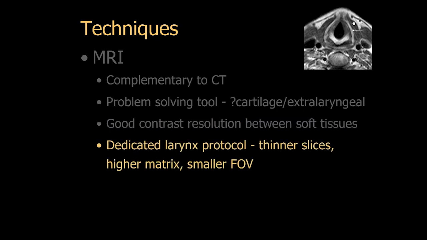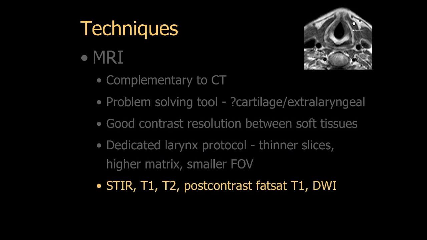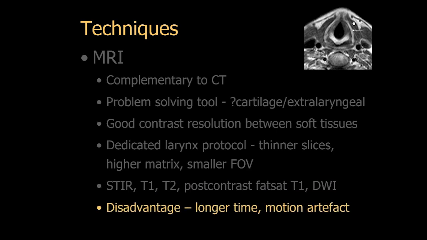We have a dedicated larynx protocol with thin slices, a higher matrix, and a smaller field of view than compared to the rest of the neck. We use the standard combination of sequences: T1, T2, STIR, and post-contrast fat-suppressed T1, including diffusion. The main disadvantage is that the scan can be quite long, and this can result in motion artifacts, so you need a still and cooperative patient for the scan.